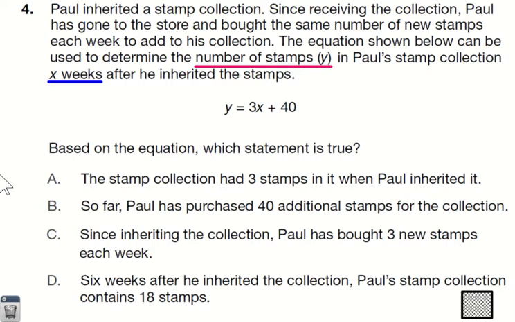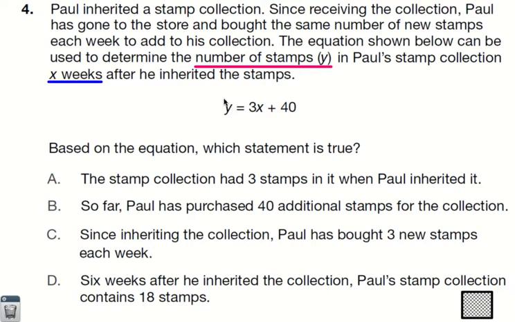Number 4, Paul inherited a stamp collection. Good for Paul. Since receiving the collection, Paul has gone to the store and bought the same number of new stamps each week to add to his collection. The equation shown below can be used to determine the number of stamps y. So the y variable is for the number of stamps, and the x variable is for the number of weeks after he inherited.